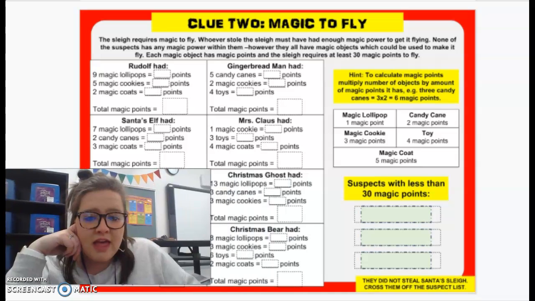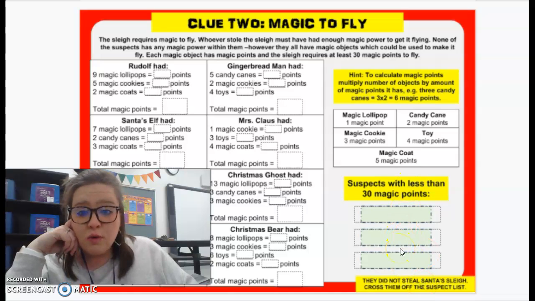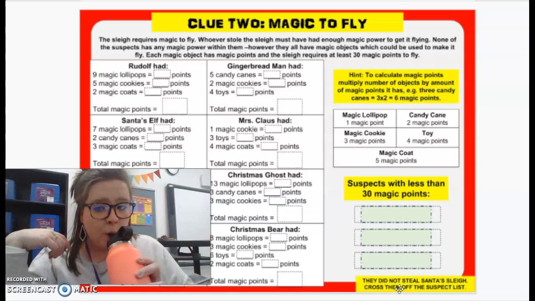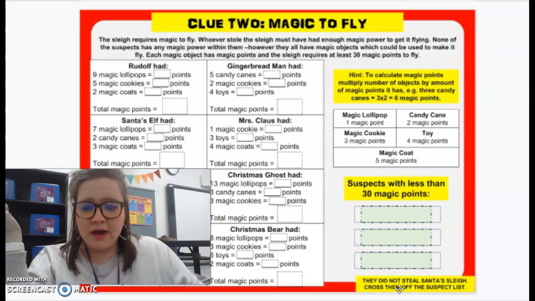And then the suspects with less than 30 magic points, you're going to put here. There's only 3 of them. So if you get more than 3 suspects with less than 30 points, you did something incorrect and you need to go back and correct it. Okay?